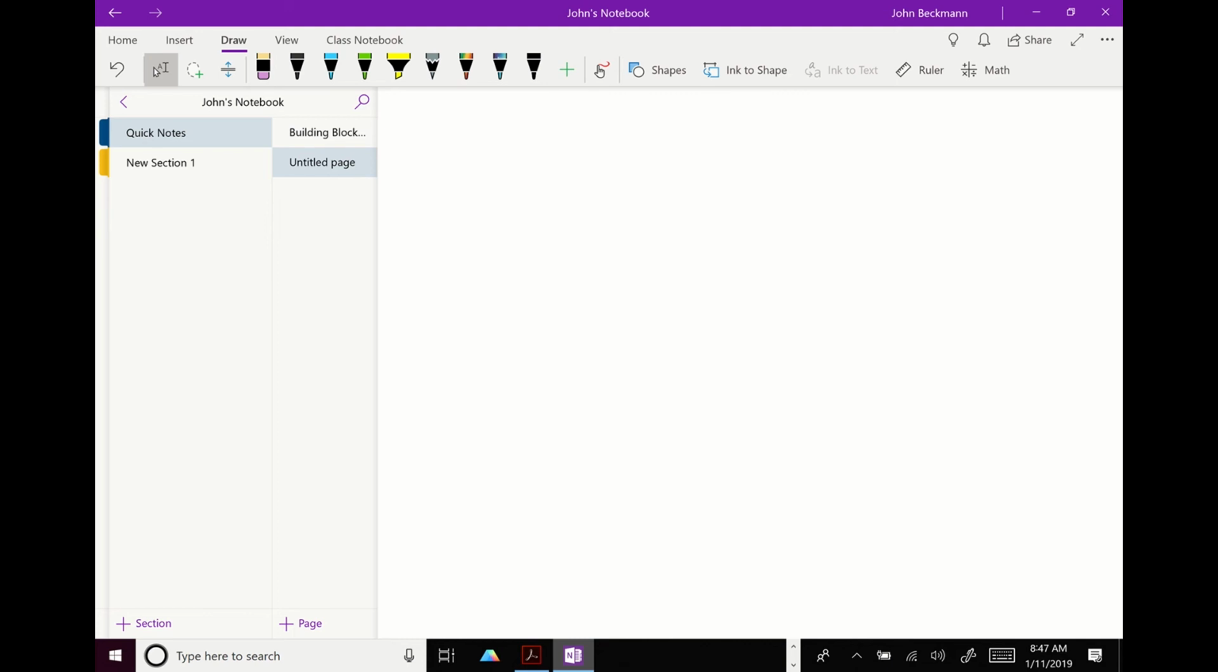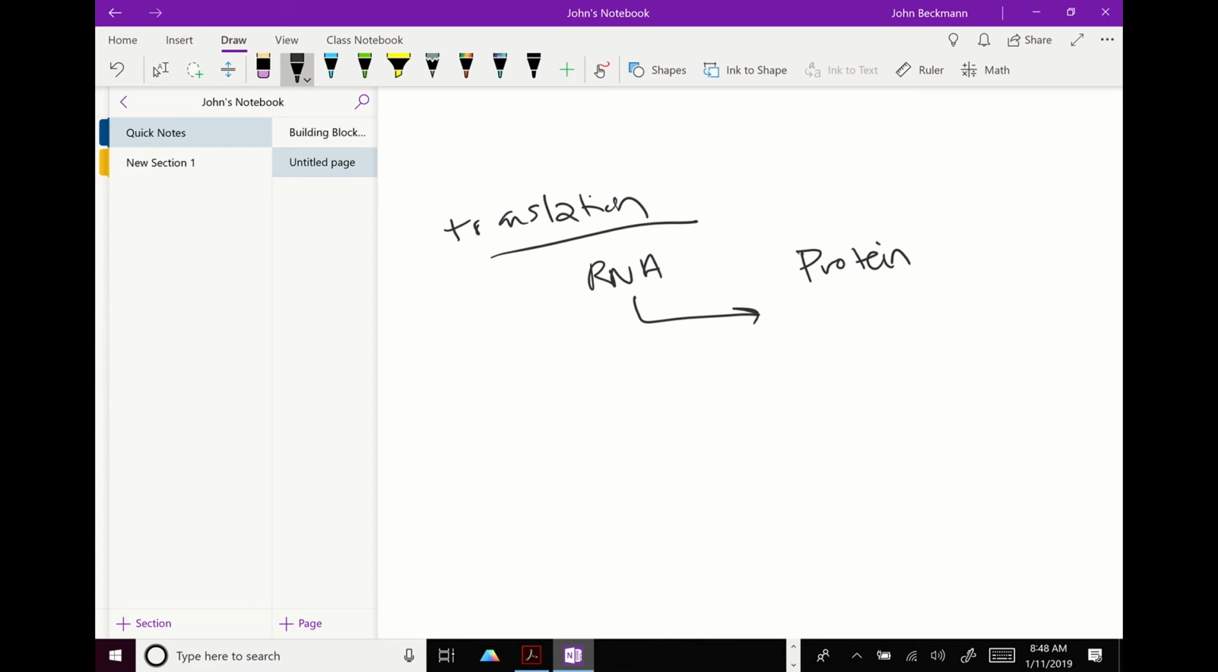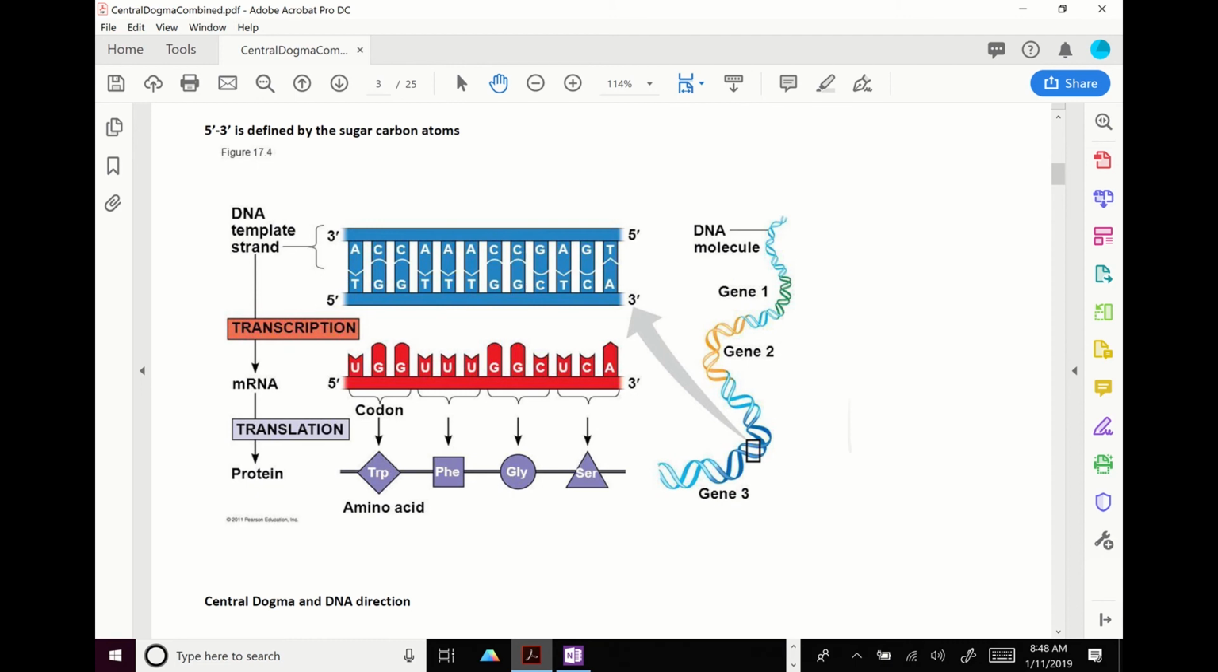Good. Last step of the central dogma, translation. Okay, so this is where RNA gets made into protein. What do you need to know about this step for biotechnology? Okay, you already know the basic steps. You know what the ribosome is. Here's one thing you might not know, let's look at this.